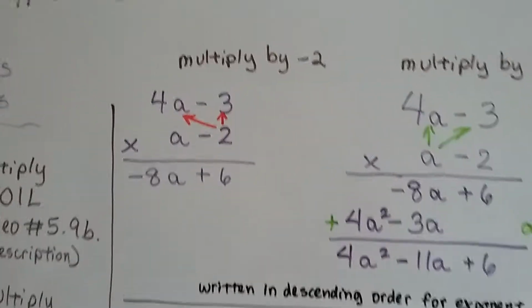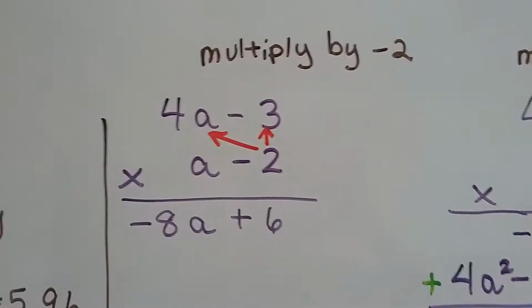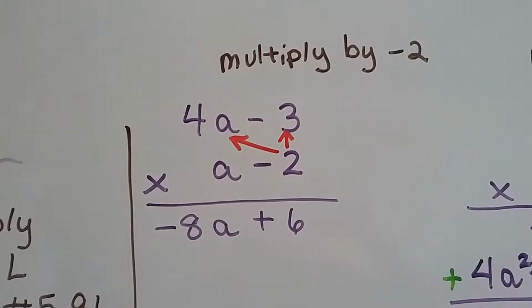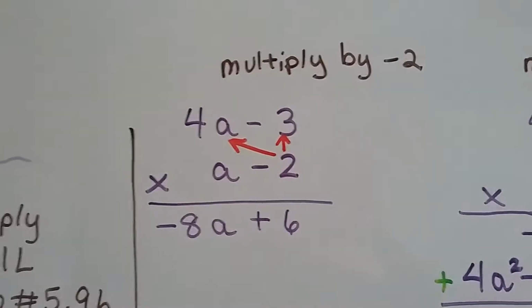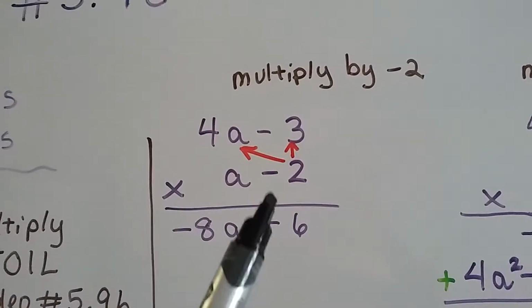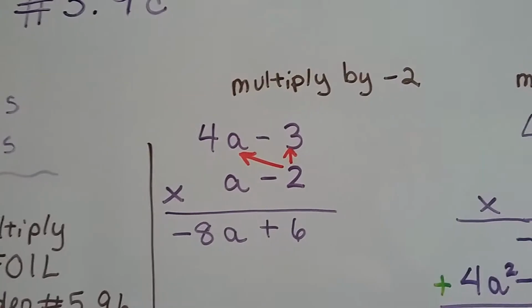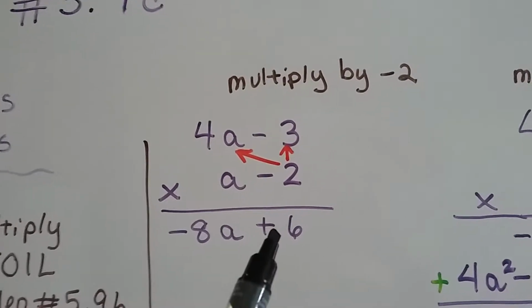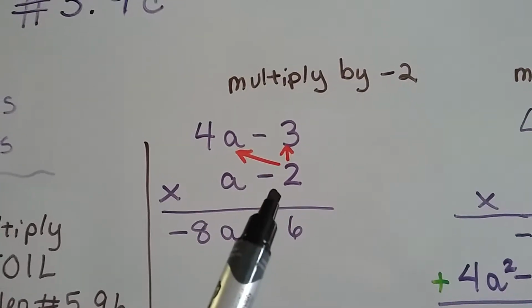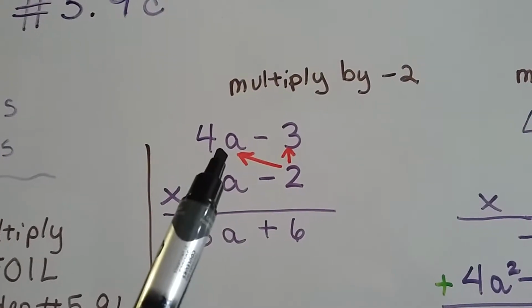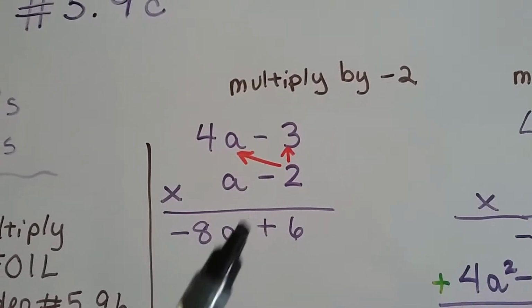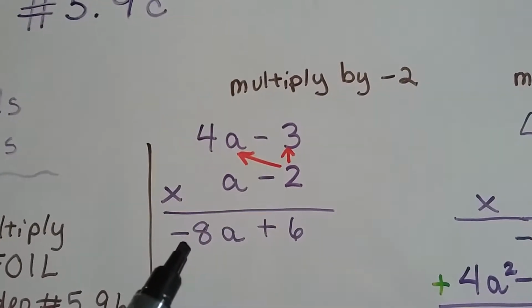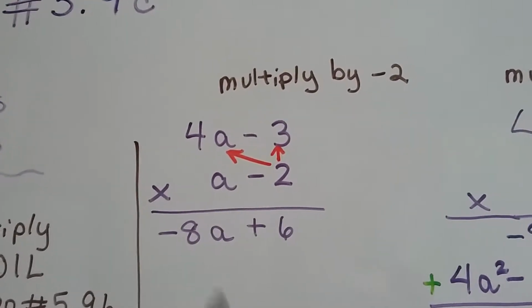So here we've got two different binomials, 4a minus 3 and a minus 2, and we can multiply them together stacked. First thing we're going to do is multiply negative 2 by negative 3. Negative and a negative makes a positive, so we have a positive 6. Now we're going to multiply negative 2 times a 4a. Well, the 4a is a positive, and that's a negative, so it's going to give us a negative, isn't it? So we have a negative 8a.